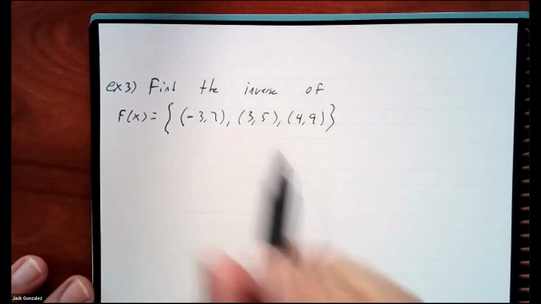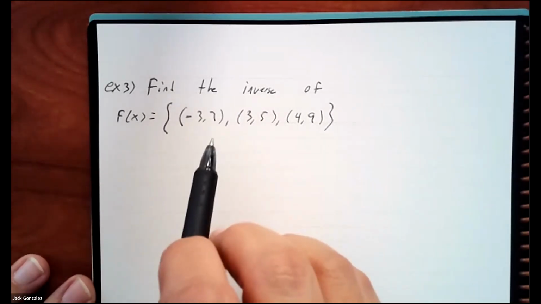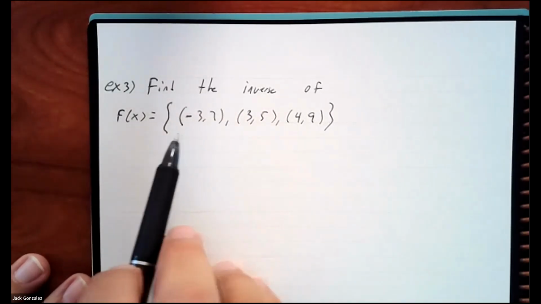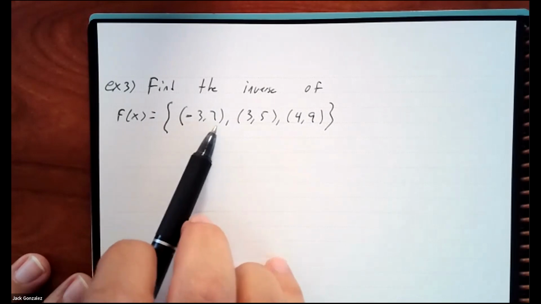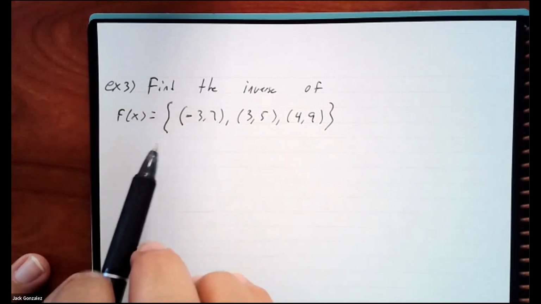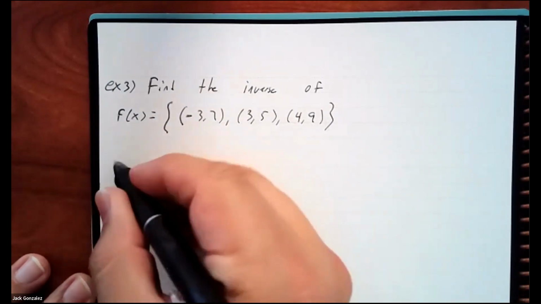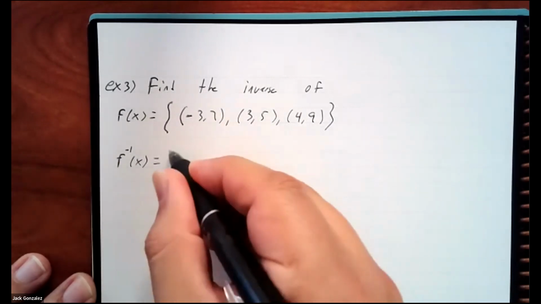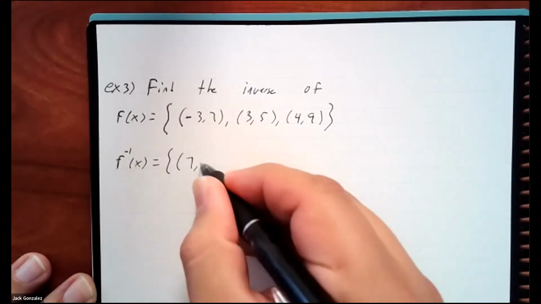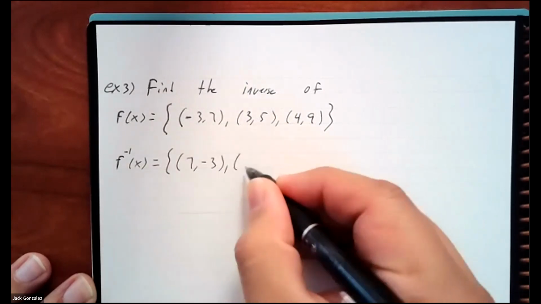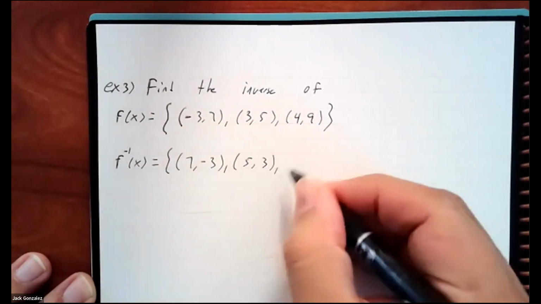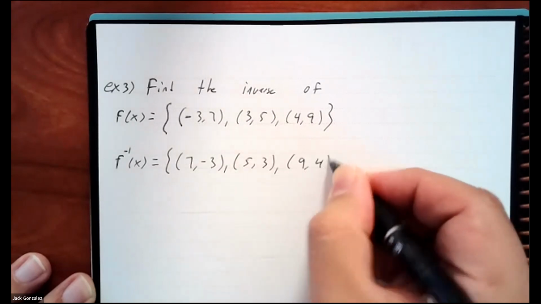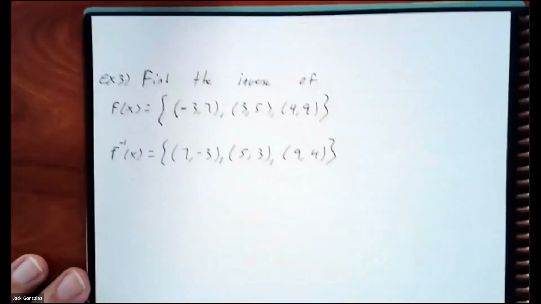So the inverse of this would just be swapping the points, because the definition tells you all the inputs become outputs, all the outputs become inputs. That's what the inverse does. So F inverse would just be 7, -3, 5, 3, 9, 4, based off that definition.